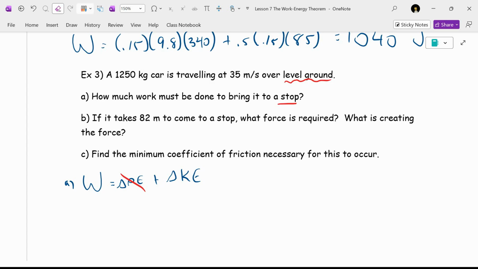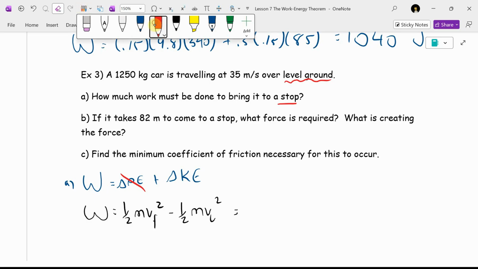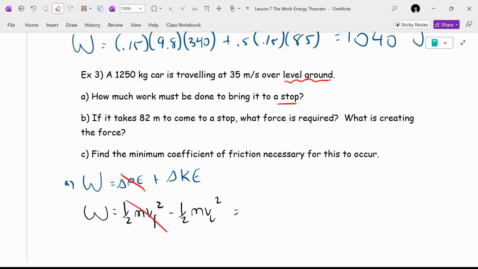Emily, what's changing in anything? So it's going to be a half mv final squared minus a half mv initial squared. That's final minus initial. Tyson, what did you say the final kinetic energy was? We're going to get a negative answer. See the minus sign that's still kicking around? That's going to make our answer negative. That's okay. What this is telling me is this car has to lose energy if it's going to stop.